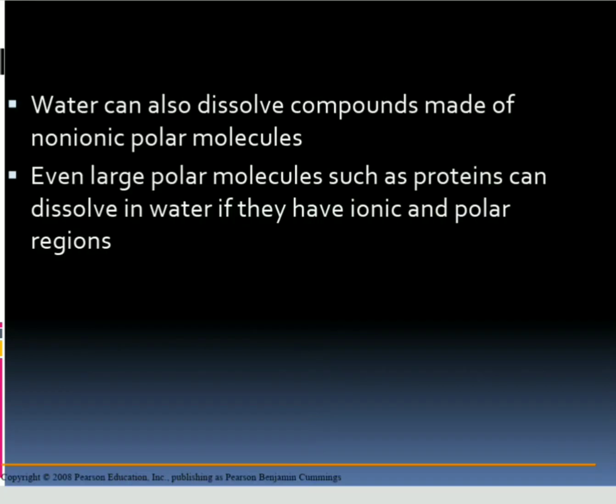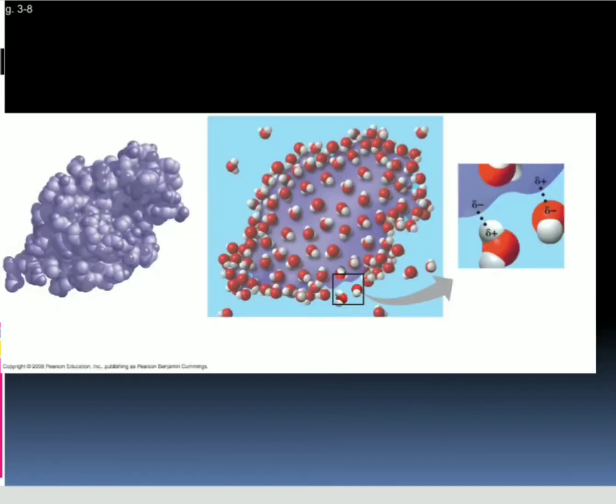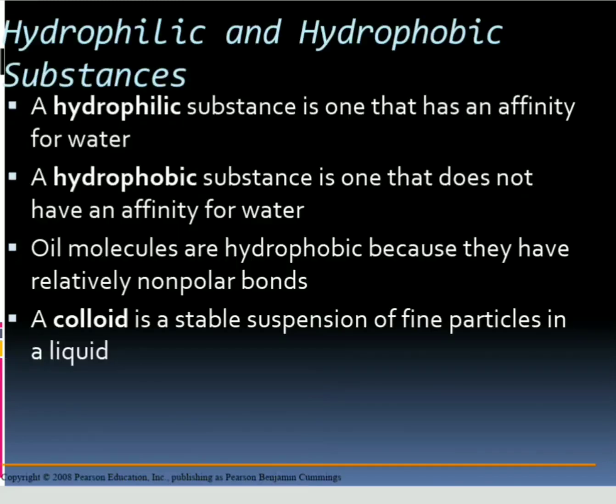Water can also dissolve compounds made up of non-polar molecules. Even large polar substances such as proteins can dissolve in water if they have ionic and polar regions. So larger molecules can also dissolve based on their ionic and polar nature. Proteins are an example. Among water's other properties, a hydrophilic substance is one that has an affinity for water.